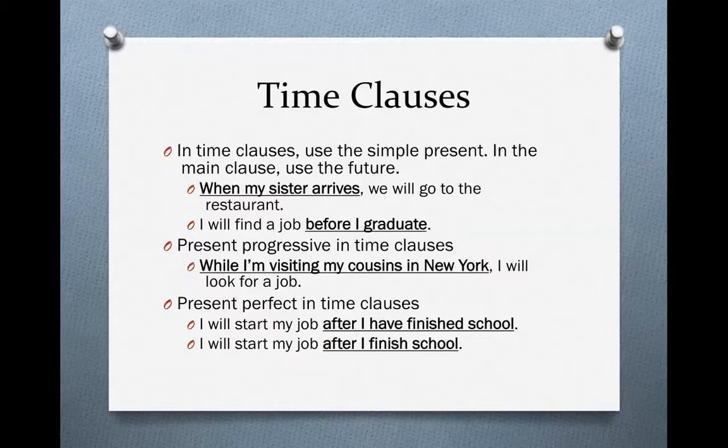The idea is that finishing school will be completed in the future. At some point in the future, that will be completely done and finished. That's the only extra meaning that it adds. That when I do finally start my job, school will definitely be finished. It will be over. It gives that kind of extra certainty that definitely this event will be finished in the future. You don't have to use it, but we do sometimes in English.